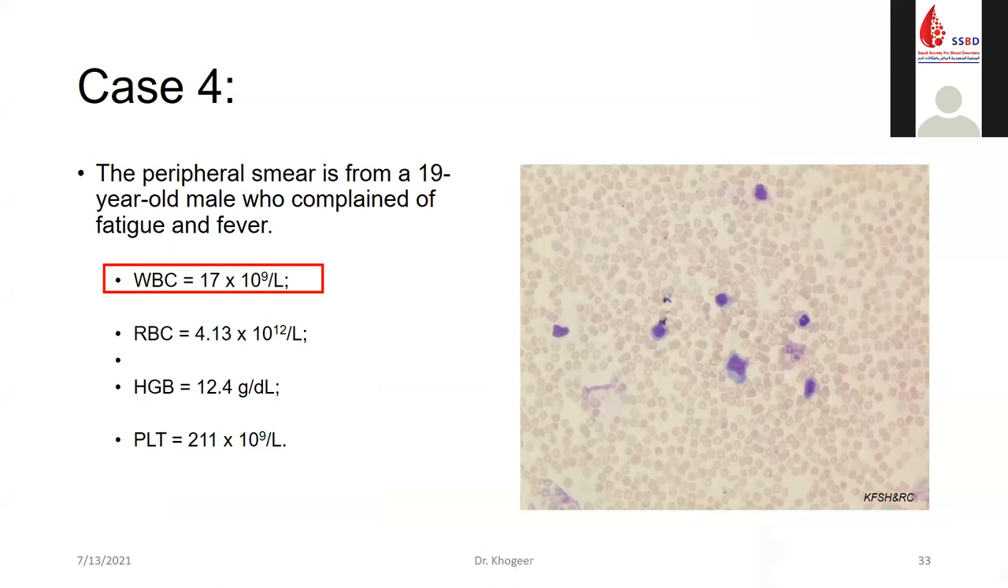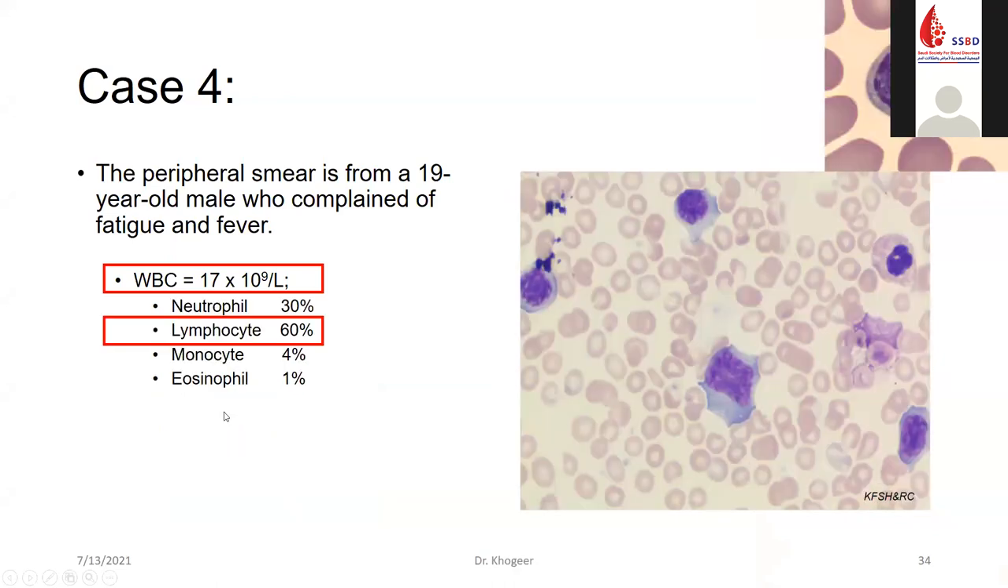Case four. This peripheral blood is from a 19-year-old male who complained of fatigue and fever. His white blood cell count is high, with normal RBCs, hemoglobin, and platelet count. Again, the leukocytosis is characterized by increased lymphocytes, and these lymphocytes look a little bit atypical and different compared with the normal ones.